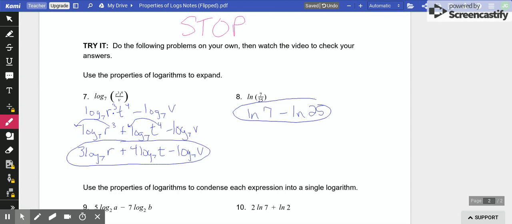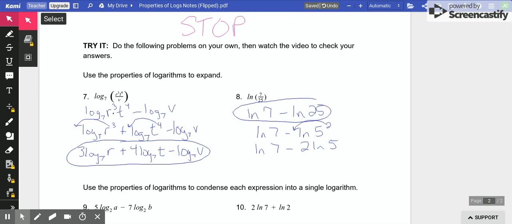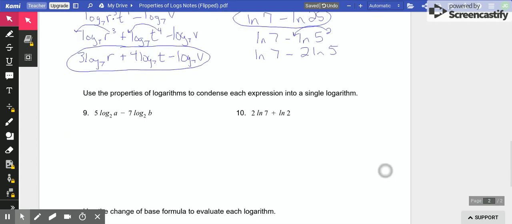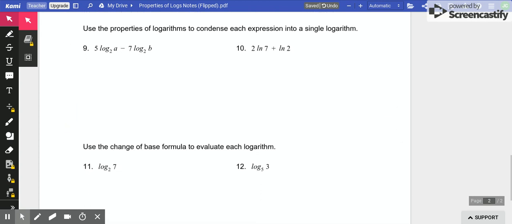This is totally fine. If you went a couple steps further and said, oh, I know that 25 is 5 squared, great, then you can bring this down in front. So natural log of 7 minus 2 natural log of 5. This is also fine, but if you stopped at the first step, that's great. You can stop there.